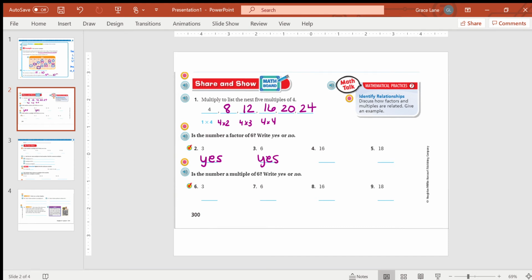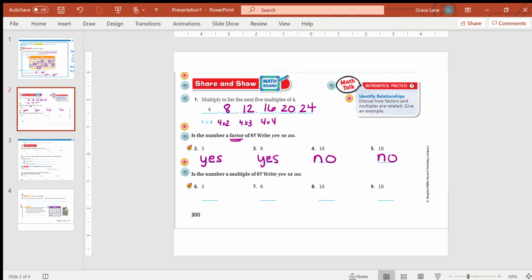Number 4, can 16 times something equal 6? No. And number 5, can 18 times something equal 6? No. So remember, try to keep in mind the difference. These are factors. Factors are numbers that we multiply to get something else.